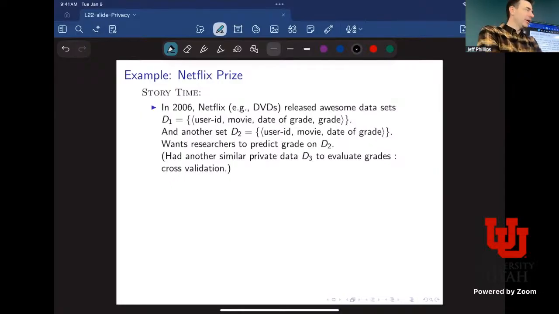Okay, these were both released. They made these public, and they had another similar private data set D3 that they held privately and could use to evaluate. So at the end, they wanted researchers to come up with an algorithm, a machine learning model that predicted the grades on the data set D2, right? And you could send in your model, and once a day they would run your model and report back the score, how well it actually worked. And then at the end of a time period, they had data set D3 where they would evaluate everything.